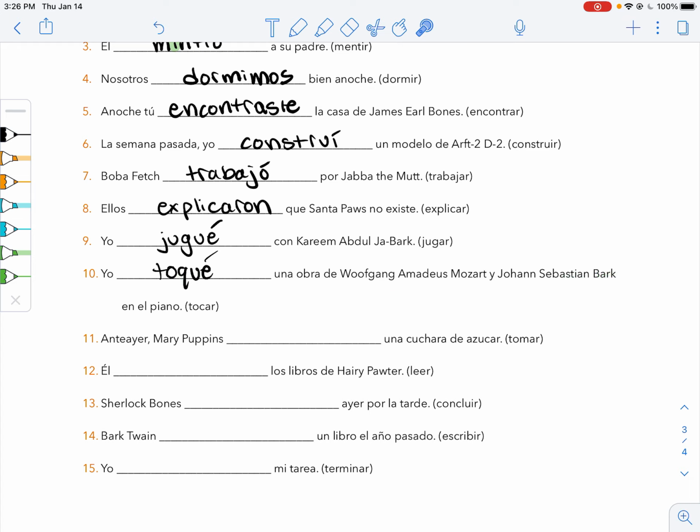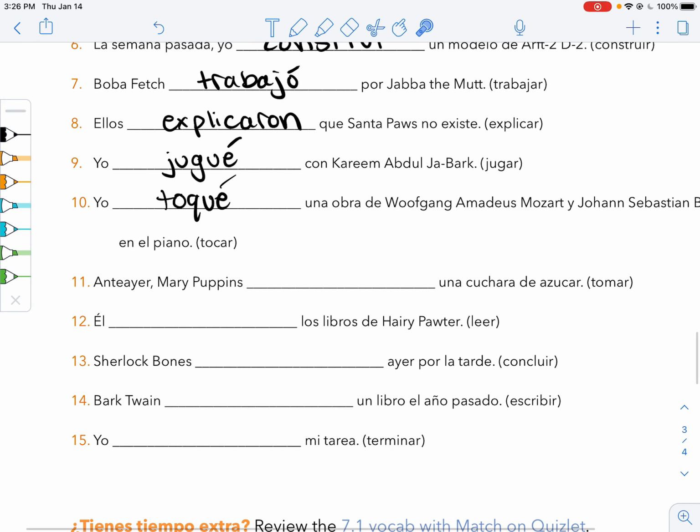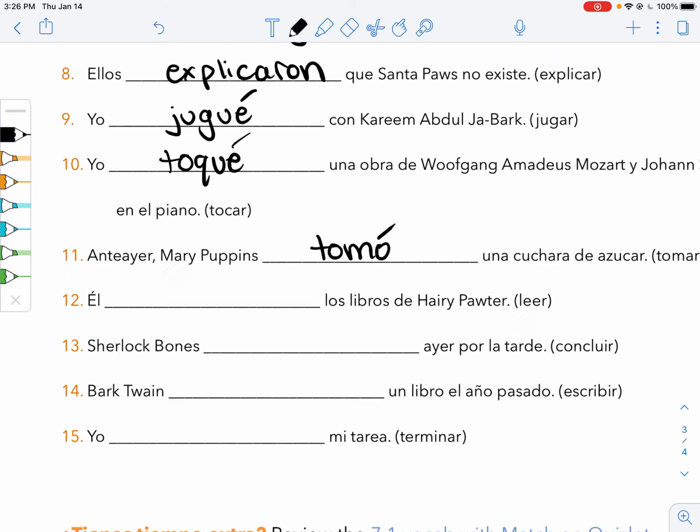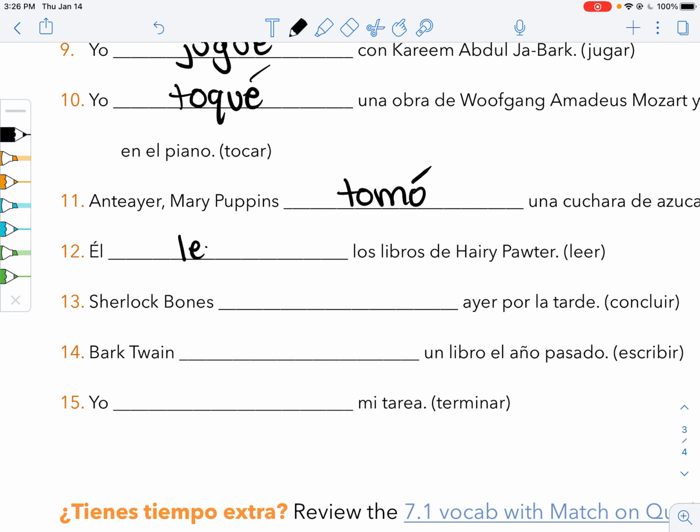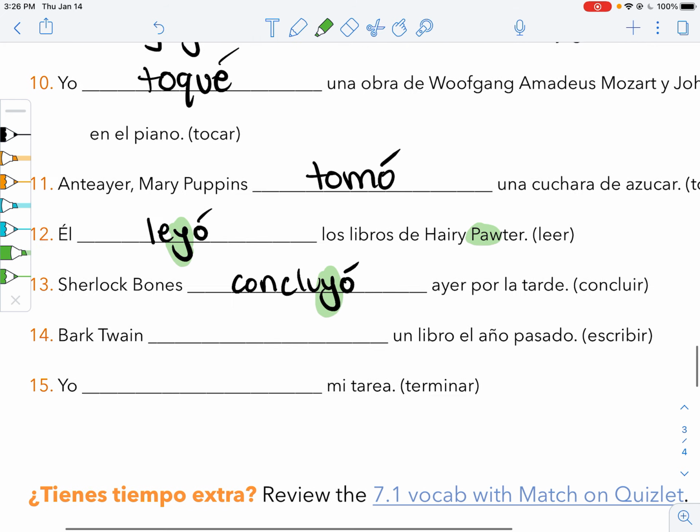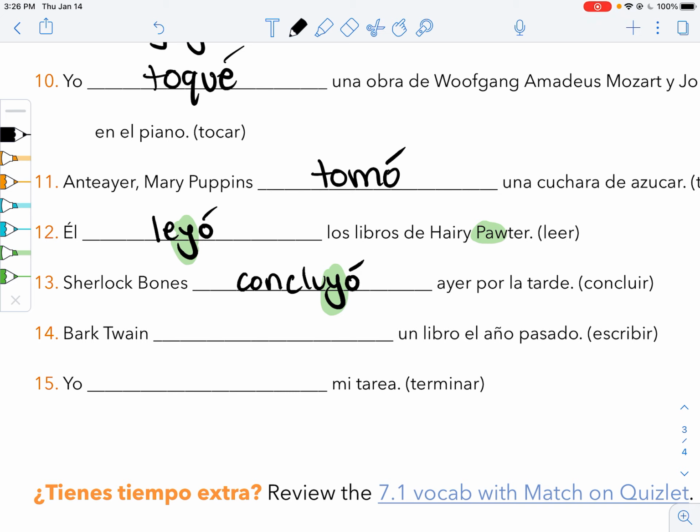Johann Sebastian Bach. Okay, in case you haven't caught on, these are dog puns. Anteayer, Mary Poppins tomó una cuchara de azúcar. That's a spoonful of sugar. Él leyó with a Y because we've got that double vowel going on. Los libros de Harry Potter. Sherlock Bones concluyó. Got that double vowel going on, so we put that Y in there. That Y though.